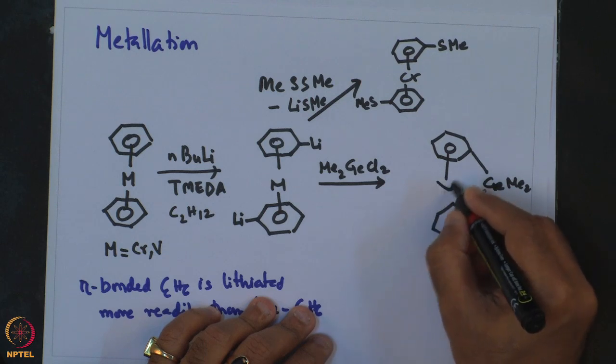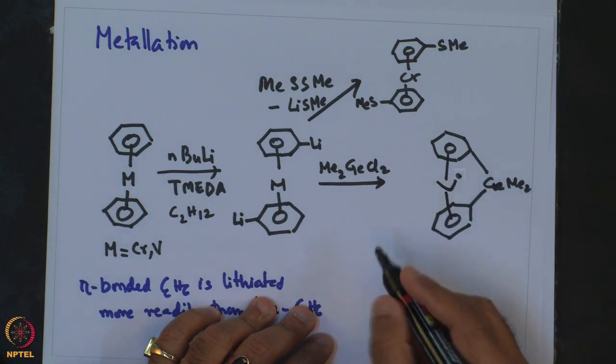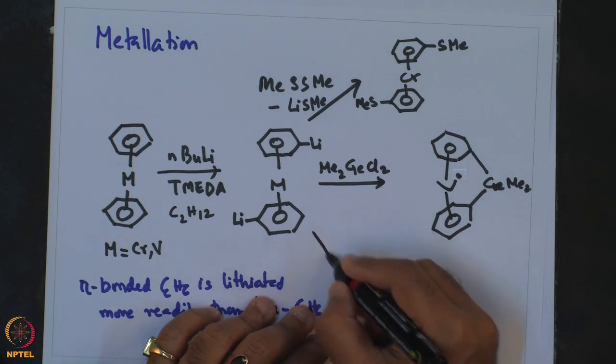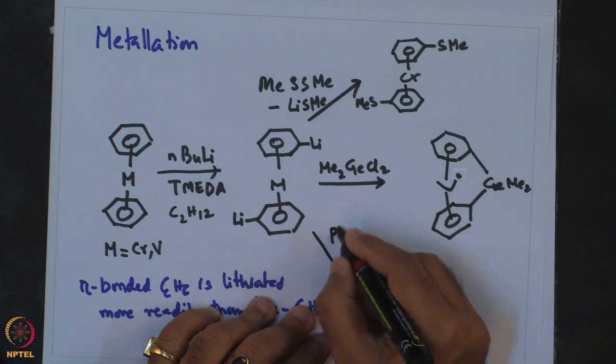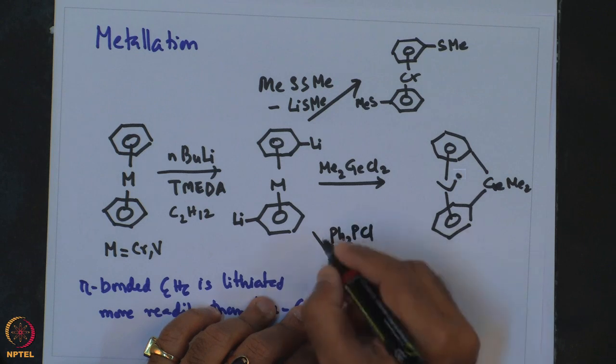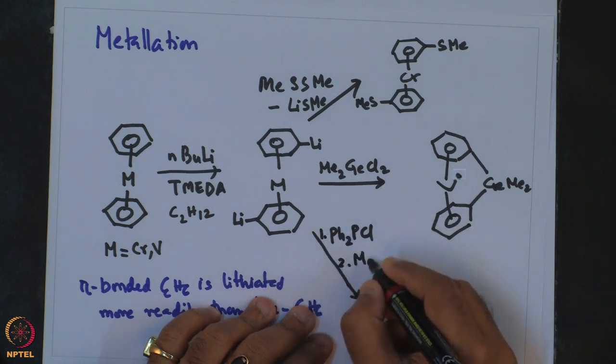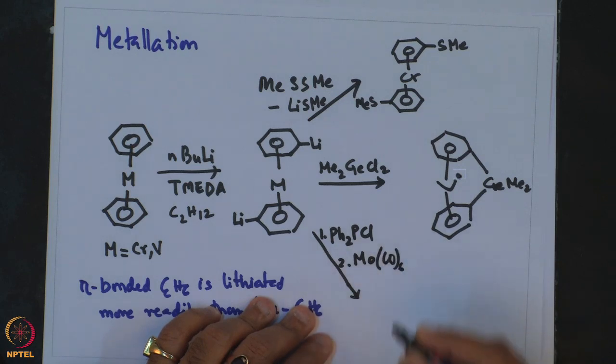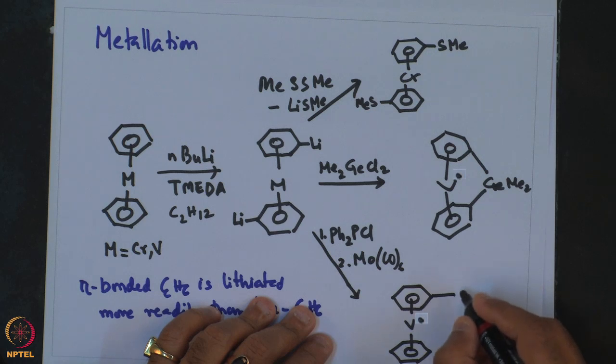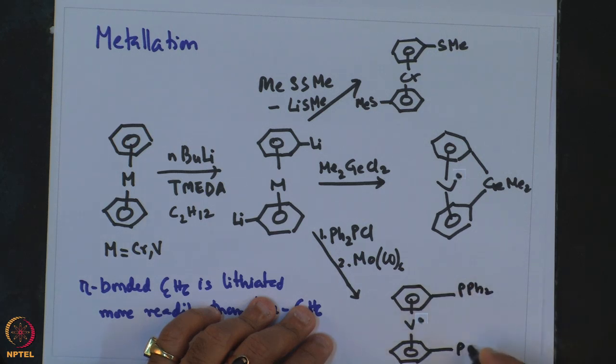M equal to vanadium radical, and the third one is PPh2Cl, and then reaction with molybdenum hexacarbonyl, giving this beautiful dinuclear complex of bis benzene vanadium radical with PPh2 and Mo(CO)4.